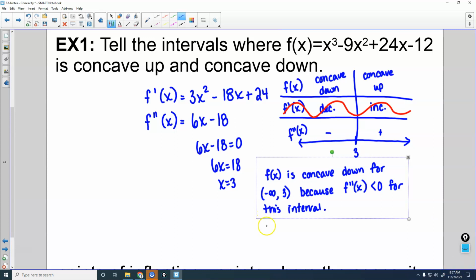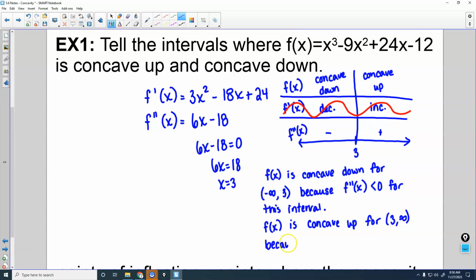And then we would also say f of x is, oh, not increasing, what am I doing? Concave up for 3 to infinity because f double prime of x is greater than 0 for this interval.